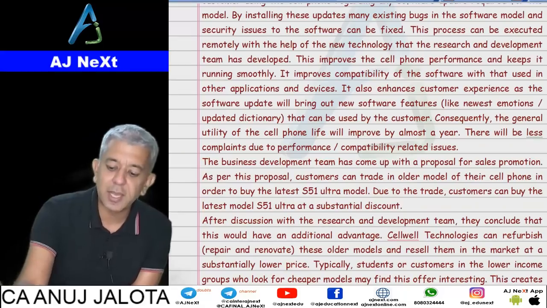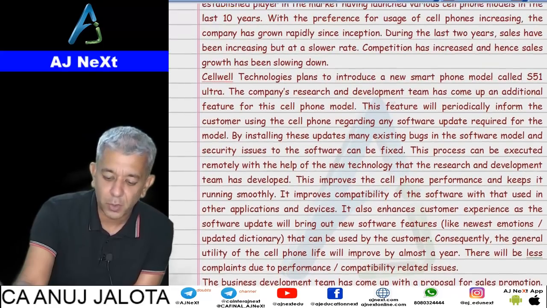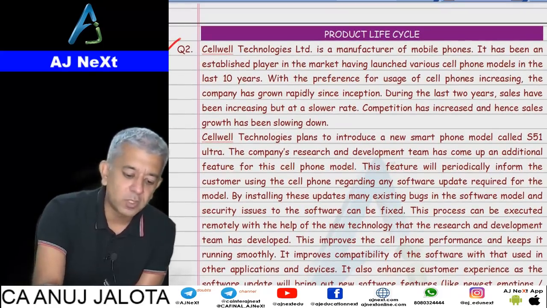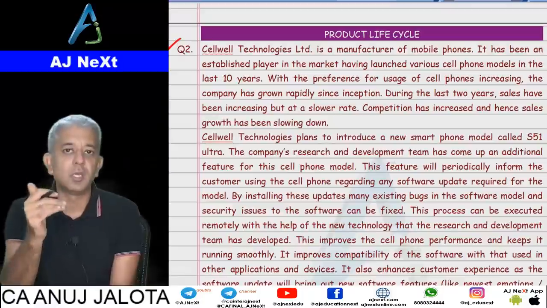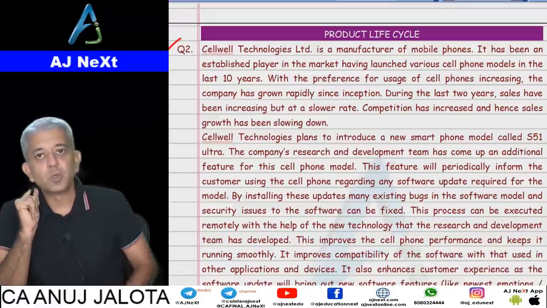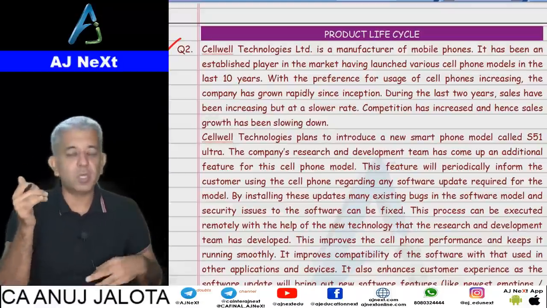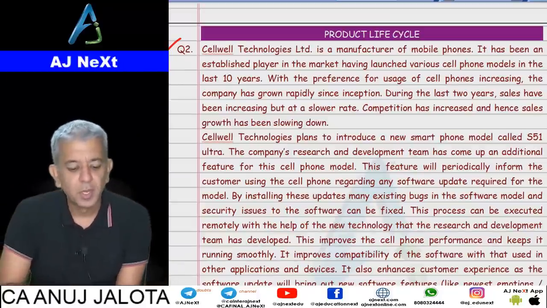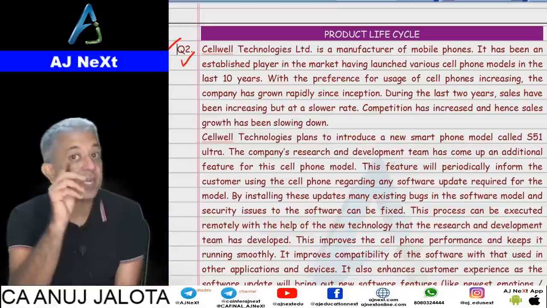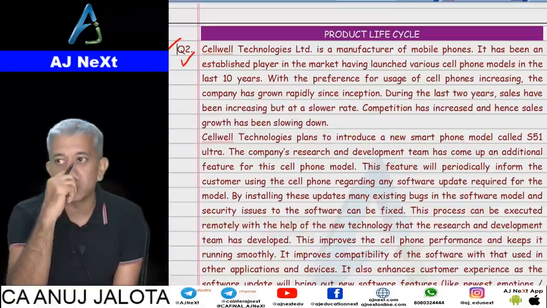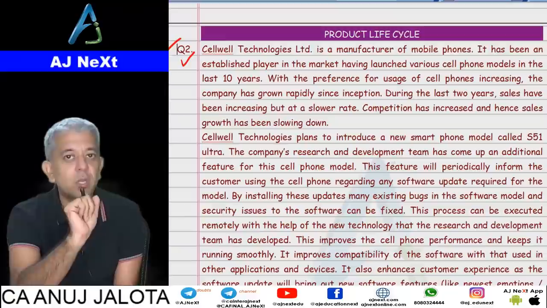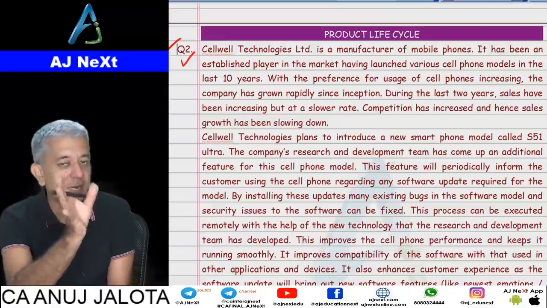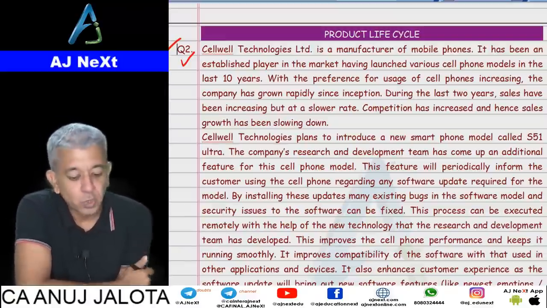Second question is on product life cycle. In all our notes, it's going to be question, answer, question, answer. In RTPs, all the questions are put first, then all the answers, but we always try to do question, answer and so on. The second question is a nice question, in the sense that there will be nothing new in it, but there is one catch that I'll mention right in the beginning. So that's your question number two.